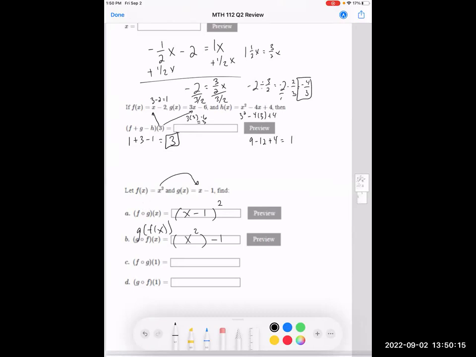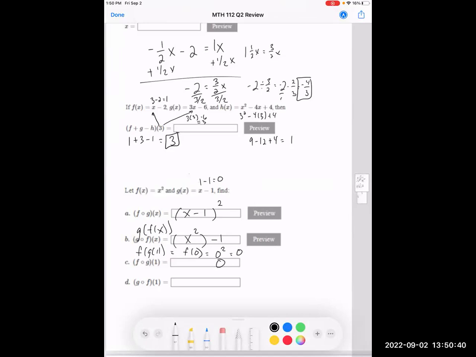F of g of 1 says start by putting 1 into the g function. You work from the inside out. So if I put 1 into the g function, I get 0. So g of 1 becomes 0. And then it says, okay, take 0 and put it into the f function. The f function is squared, so 0 squared would be 0.